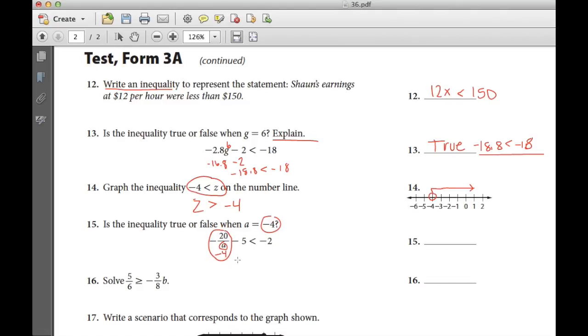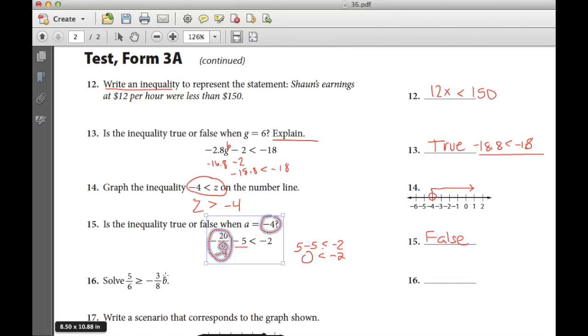And for number 15, when a is negative 4, if I put in negative 4 right here for a, negative 20 divided by negative 4 is positive 5, and 5 minus 5 is less than negative 2. Is 0 less than negative 2? No, that's not true, so false for number 15.